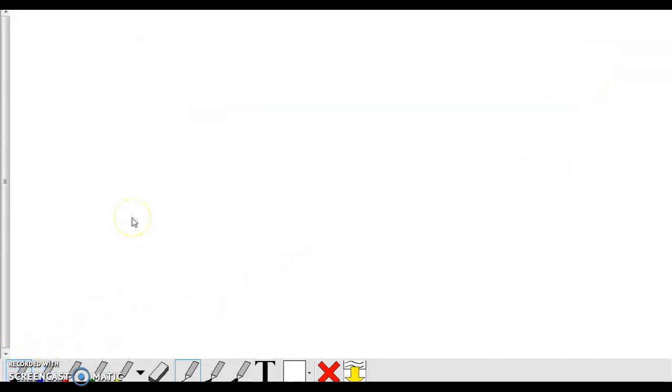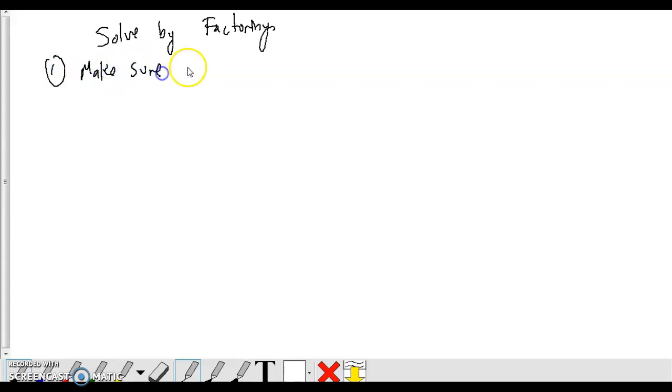All right, there is another type. So what about this type? Solve by factoring. Again, we have 3 steps. The biggest thing is to make sure the equation is set equal to 0. And then we want to factor.